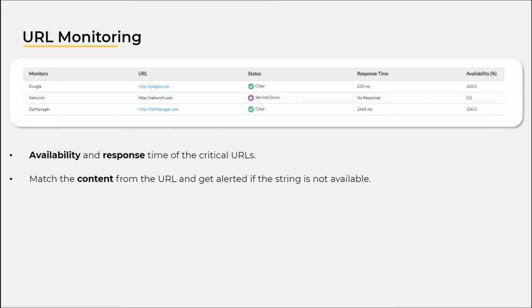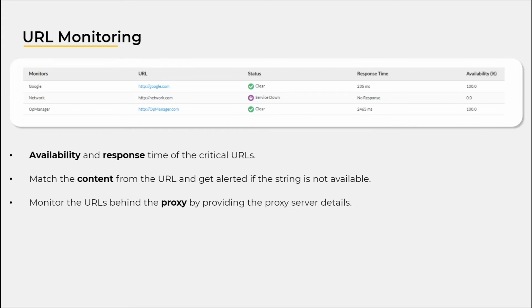And here the match content feature is useful in case you want to exactly match a string from the URL and get notified if that string is not available. Say opmanager.com is a website you want to monitor, for example. The keyword would be "network", since it's a network monitoring solution. If the word or content "network" is not available, then you want to be notified. Likewise, you would have your own URLs. You can have your own content, match it exactly, and get notified if it is not available.